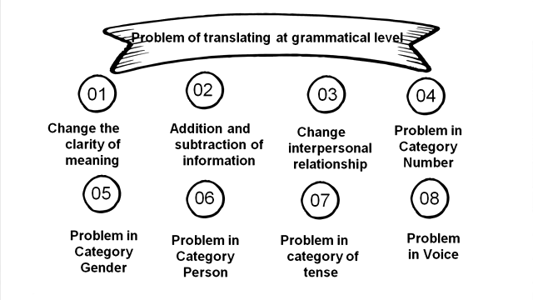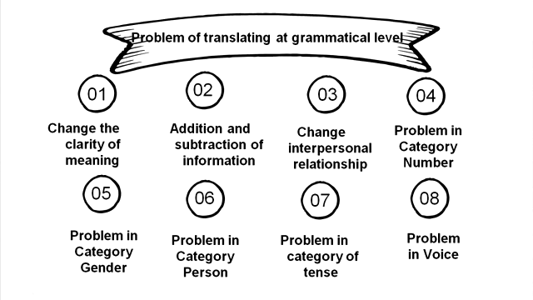Number 3. Change interpersonal relationship. The third pragmatic strategy is to change interpersonal relationship. The relationship between the author and the reader can be changed by changing the level of form, the degree of reader participation, and the choice of technical terms.